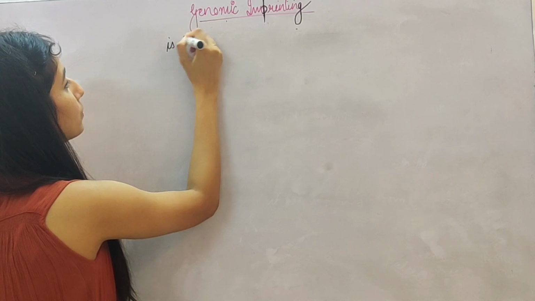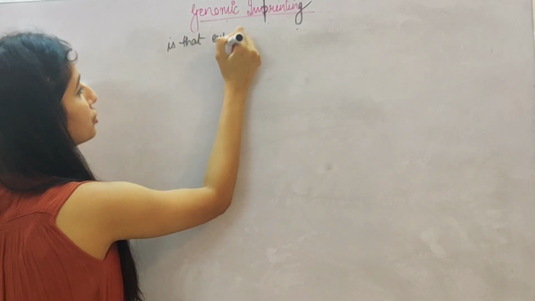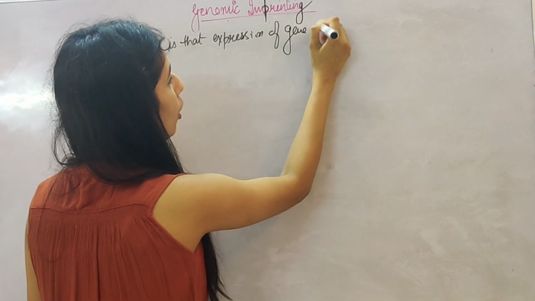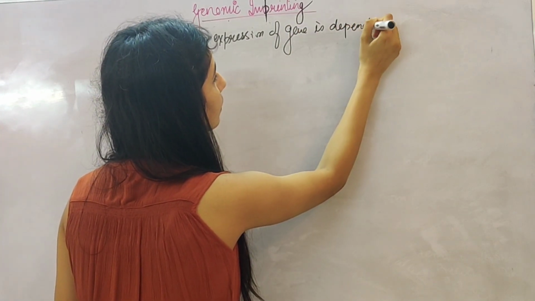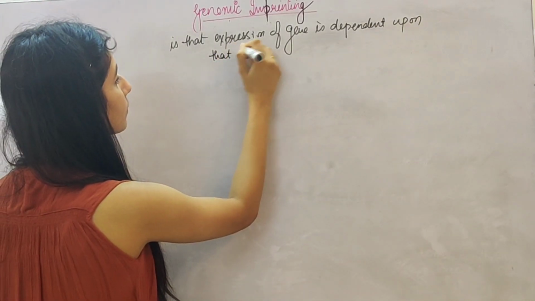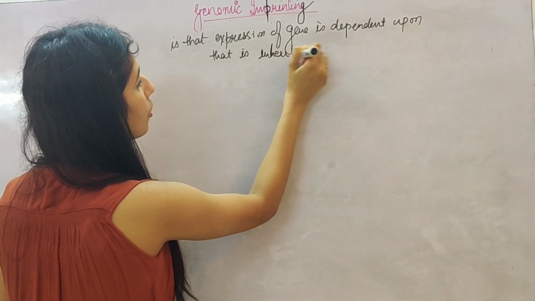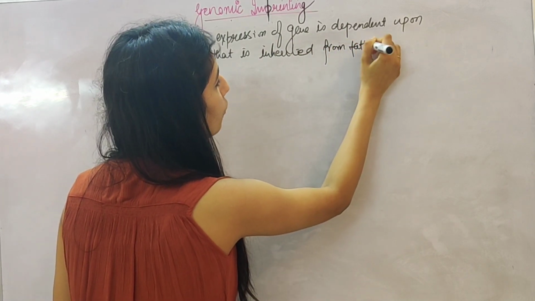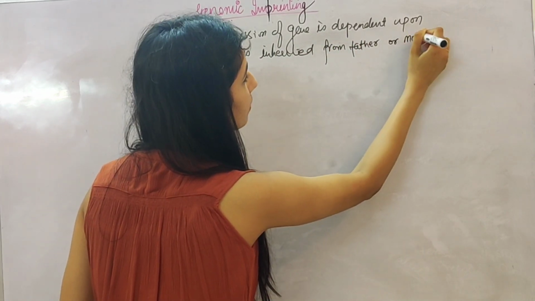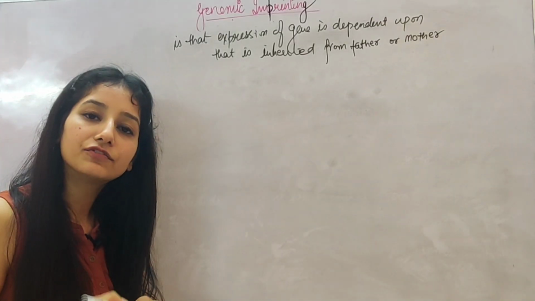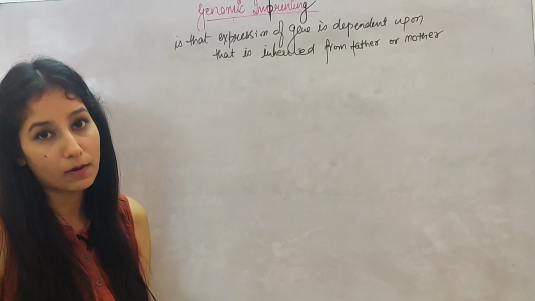What is genomic imprinting? It is that the expression of a gene is dependent upon whether it is inherited from the father or the mother. It won't be dependent on the offspring, but it is dependent upon whether the gene is inherited from the father or from the mother.